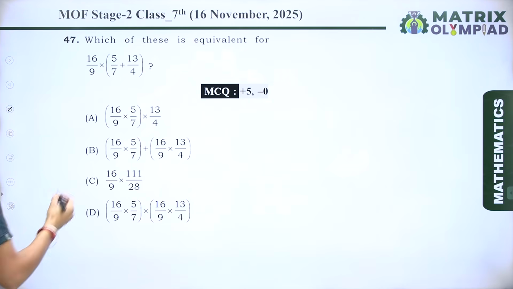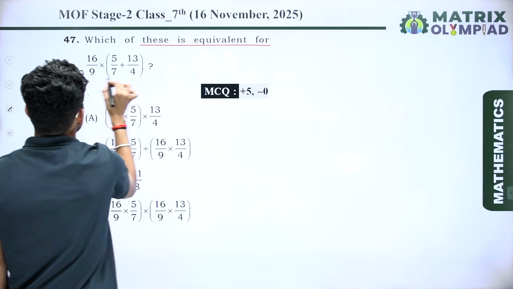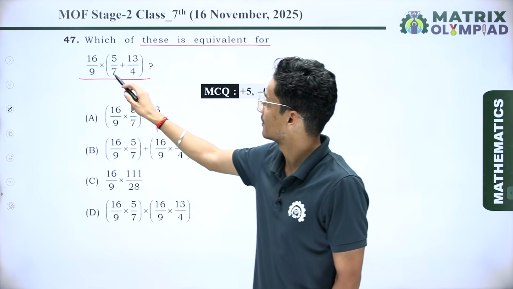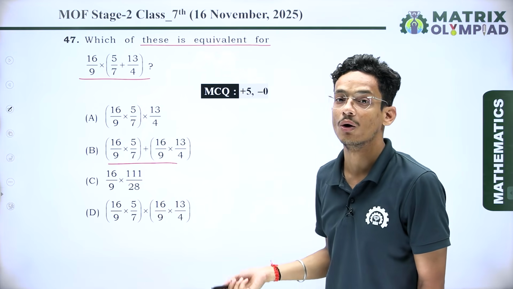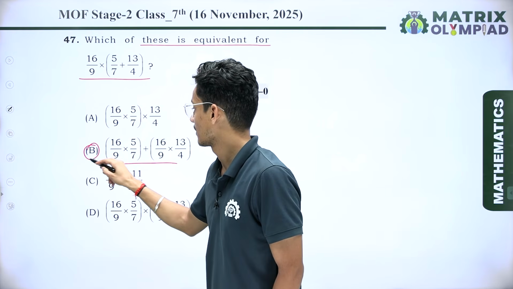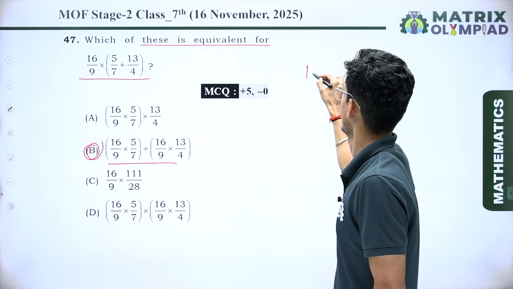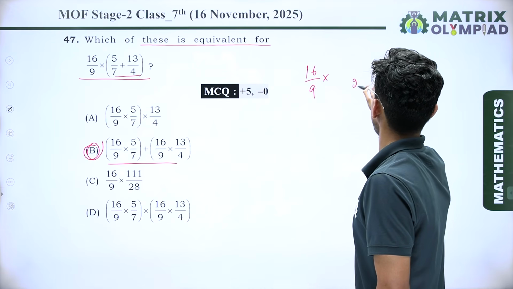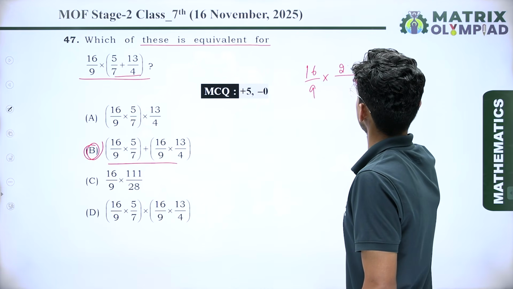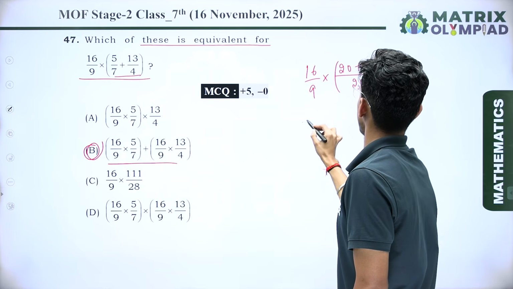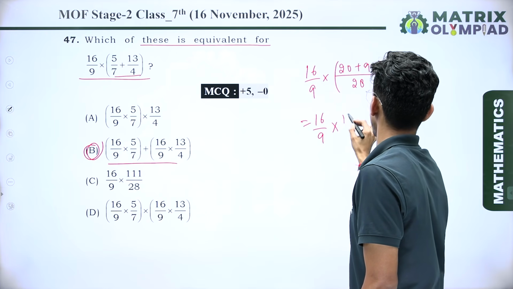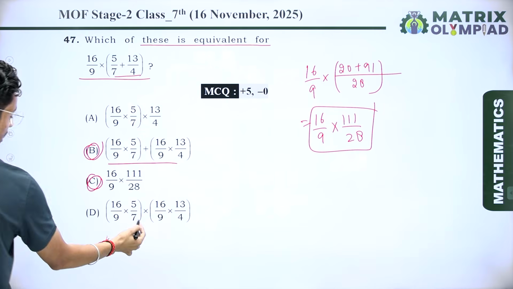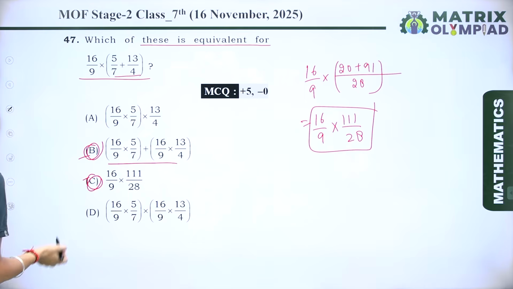So now the next question: which of these is equivalent to this one? If I talk about A, this one is not equivalent. For the second, here we have used the distributive property over addition, so this one is equivalent. If I simplify it, here we get 16 upon 9. When we take the LCM of 7 and 4, here we get 28. So I can write here 20 plus 91, so 16 upon 9 multiplied by 111 upon 28. It means option number C is also correct. And D, this is not possible. So B and C are the correct answers for this question.